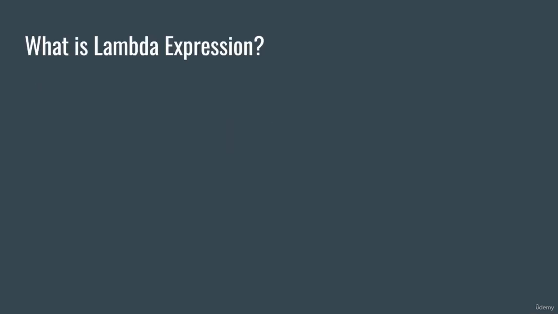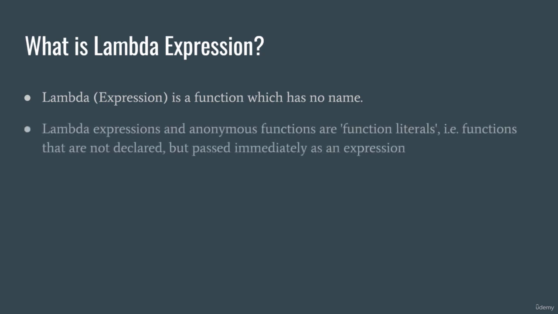What is a lambda expression? A lambda or a lambda expression, both is fine, is a function which has no name. But a lambda expression is not the same as an anonymous function, which also has no name. So there's a little distinction there. We're going to focus on lambda expressions for now though, because these are the ones that we're going to use and that we already have used when we used the onClick event. So lambda expressions and anonymous functions are function literals. For example, functions that are not declared but passed immediately as an expression.